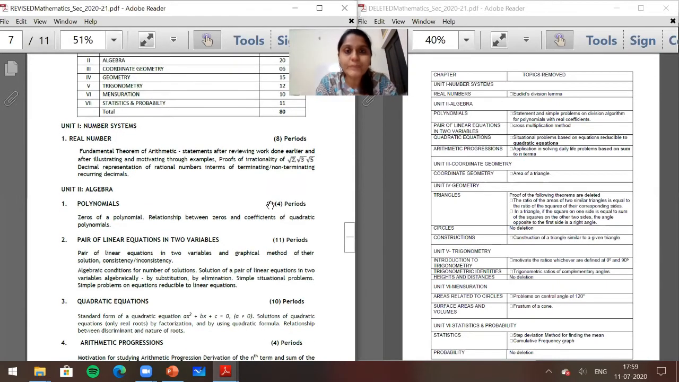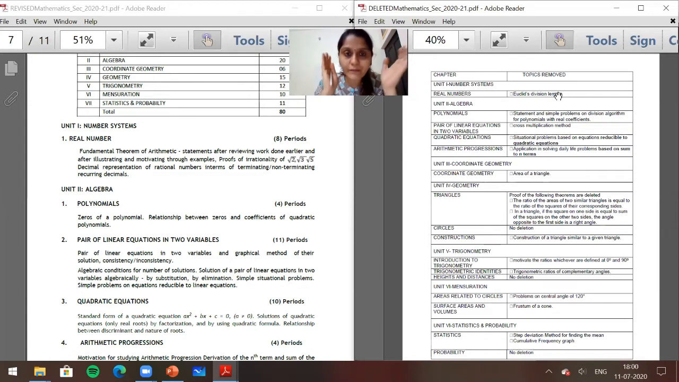Now let us start with the first unit, real numbers. Chapter 1, real numbers. This portion is the topics which are removed and this portion is the retained topics. Initially, the first and foremost topic of this chapter was Euclid's division lemma. One of the most complex, or basically difficult to understand, topics from this chapter was Euclid's division lemma and Euclid's division algorithm, based on which we were finding the HCF of two numbers. That entire topic has been totally removed.